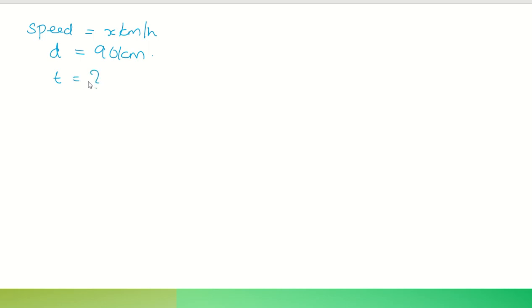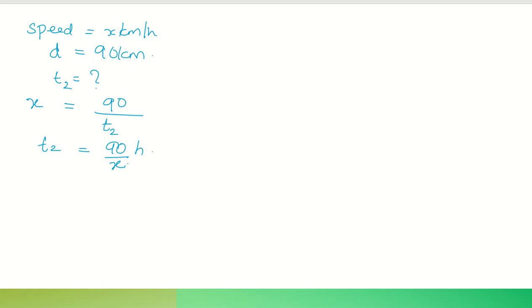we have the total time taken, right? So let's substitute this formula. x is equal to distance traveled, 90, divided by time taken t. Let's say it is t2 because it is in the second part. So t2 is equal to 90 divided by x, 90 divided by x hours.